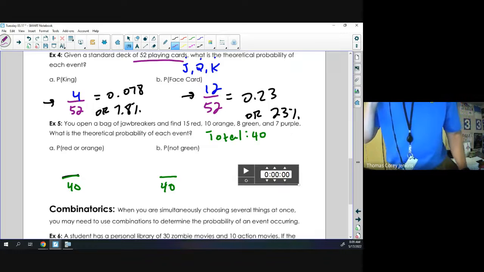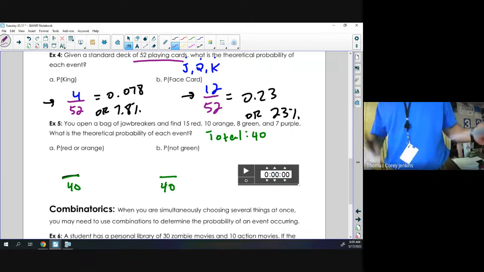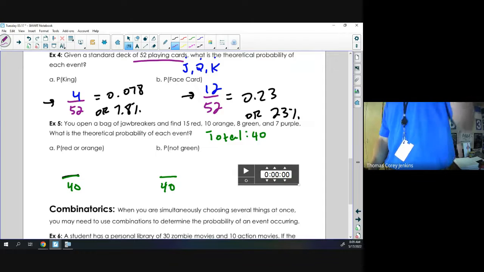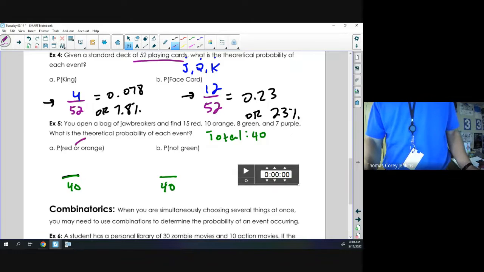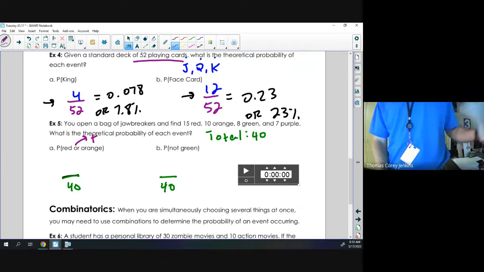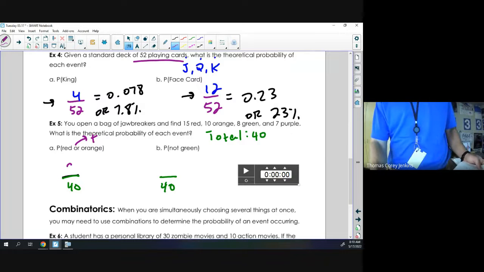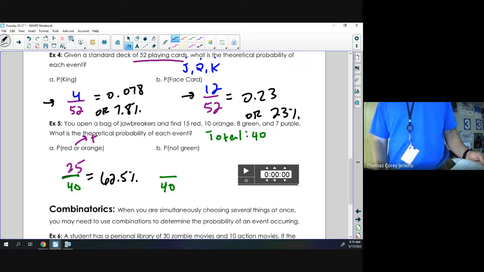All right. Anybody want to take a stab at red or orange? What did we get for red or orange? Mr. McLean. Very good. All right. So you probably knew what to do with the or, but that's just add the two totals together. Obviously, you needed to start by finding the total number in the bag, but then add red plus orange. That would be 25 out of 40 is 62.5%.